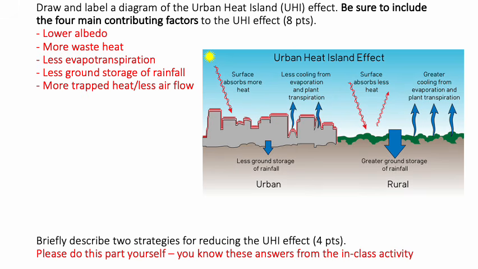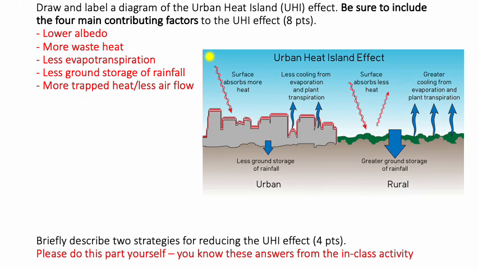So lower albedo in the urban area, right? So the buildings, the pavement, all those things lower the albedo, which absorb more solar radiation. There's more waste heat associated with the heating and cooling processes of buildings, and also waste heat associated with vehicles, cars. There's less evapotranspiration, which has a nice cooling effect, simply because there's less vegetation cover on the ground.